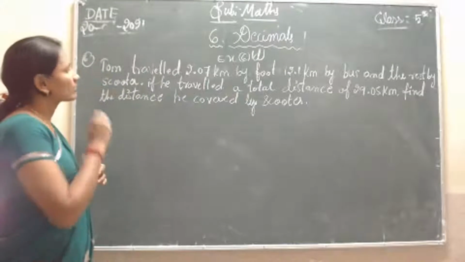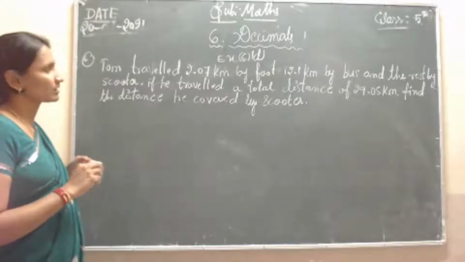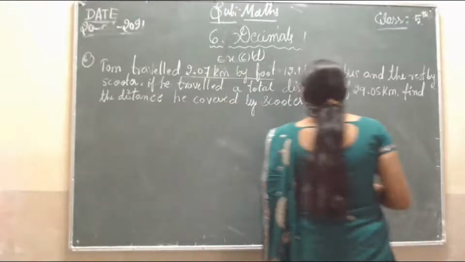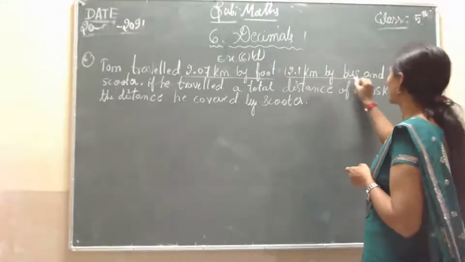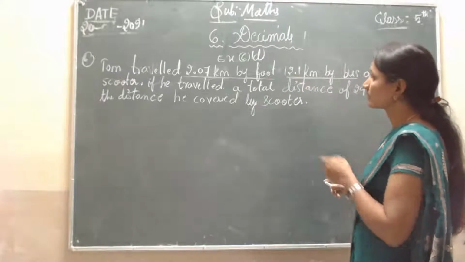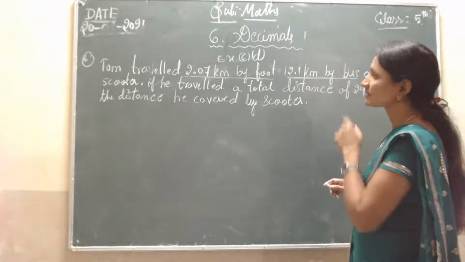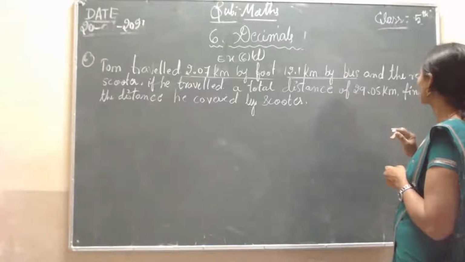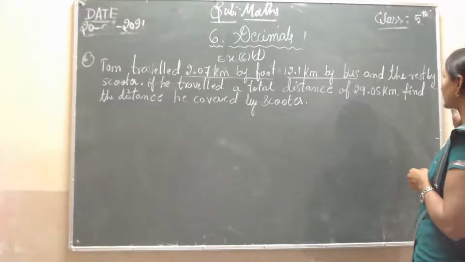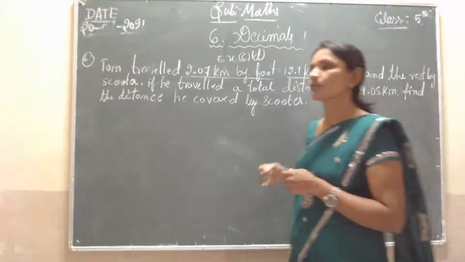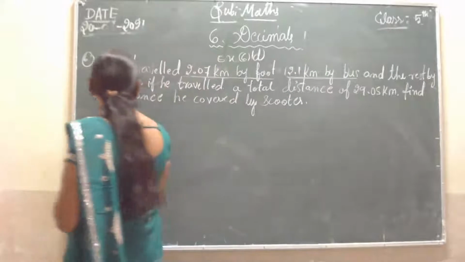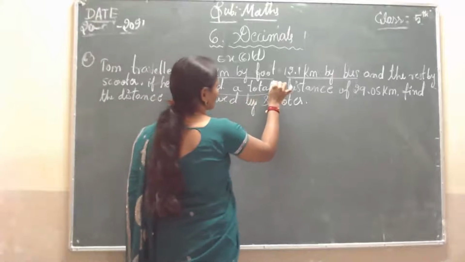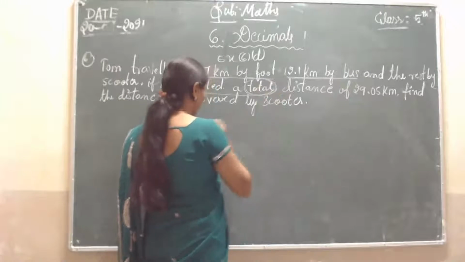Students, Tom traveled first by foot. What is the total kilometer? That is 2.07 kilometers by foot. Afterwards, 12.1 kilometer by bus. After that, students, the rest by the scooter. Okay, next, if he traveled a total, this is the first part. You have to solve the first steps.